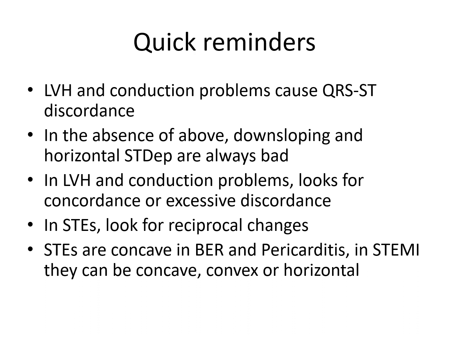And quick reminders: LV hypertrophy and conduction problems will cause QRS to ST discordance, which again means they will be pointing in opposite directions. In the absence of LV hypertrophy and conduction problems, if you see downsloping or horizontal ST depressions, those are bad. If you do have LV hypertrophy and conduction problems, look for inappropriate concordance, so QRS and ST pointing in the same direction, or excessive discordance, so again pointing in opposite directions, but with a degree of ST depression or ST elevation that is more than 20% of the height of the preceding QRS.